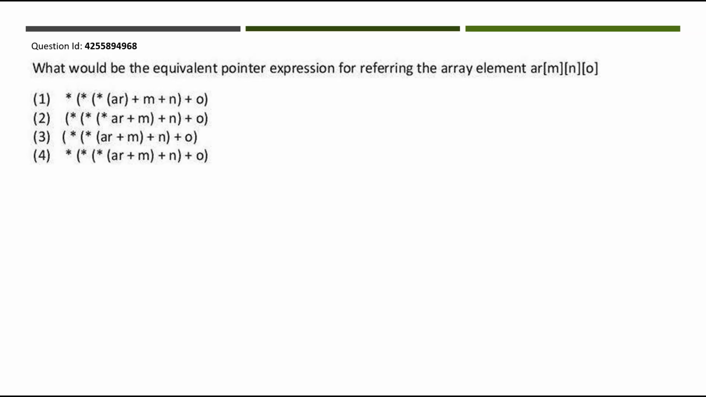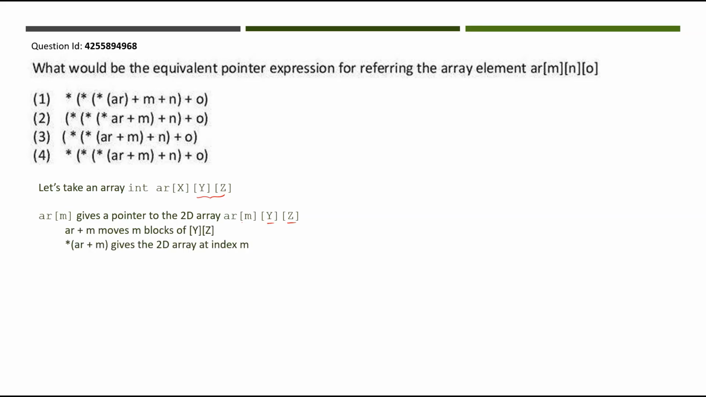Next question. What would be the equivalent pointer expression for referring the array element ar[m][n][o]? This question has already been asked in one of the previous year question papers. Let's take an array with dimensions x, y and z. It's a 3-dimensional array. ar[m] gives a pointer to the 2D array, which is ar[m][y][z]. It means this is a pointer to this particular array.